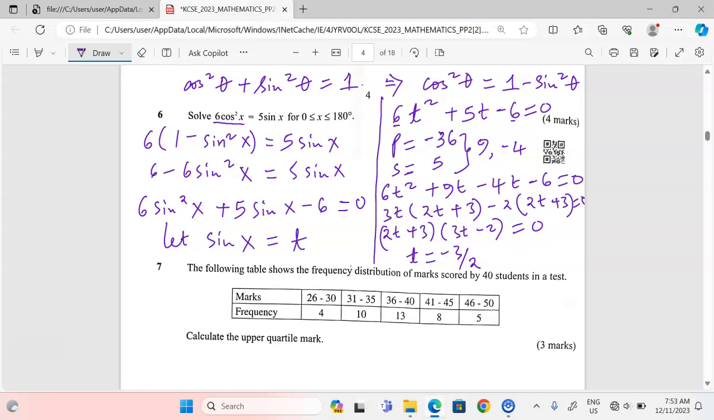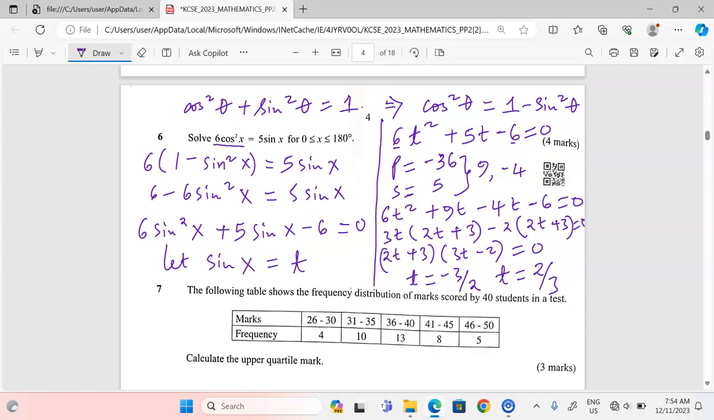Then when we go to the other factor, t can also be, when we take 2 to the other side, it becomes positive, so this will be 2 out of 3. So now we have the values of t.